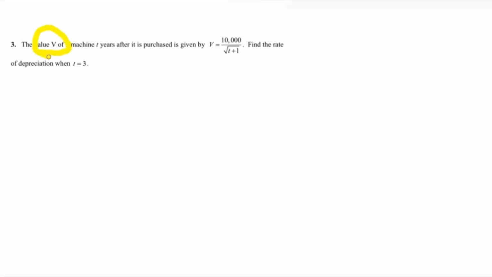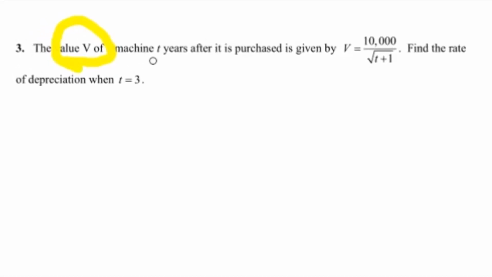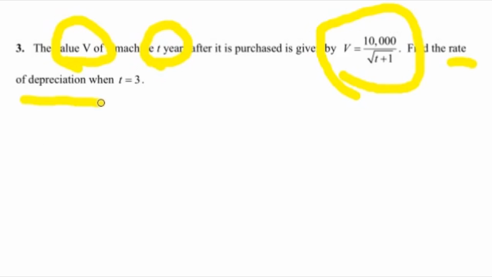Problem number 3. The value V of a machine, T years after it is purchased, is given by V equals 10,000 over the square root of T plus 1. Find the rate of depreciation when T equals 3. The rate of depreciation is usually equivalent to a derivative, so we need to remember that.